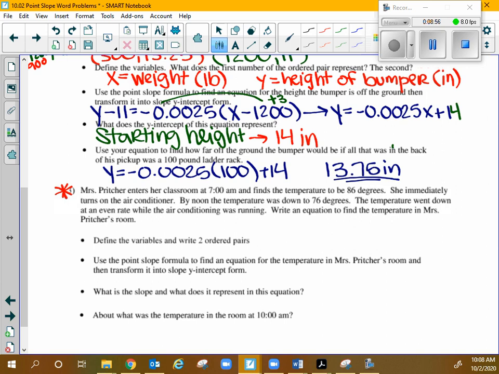Time. Time and temperature. What's independent? Time. Leave a little space after time because we're going to expand on that a little bit. There's more than just time here. Time and temperature. What would your points be? Okay, so question. Think about that, 7, 86 and 12, 76.